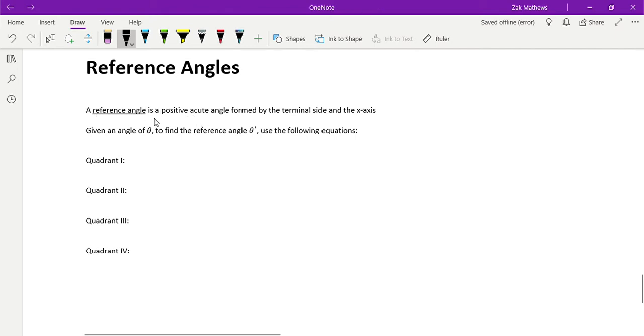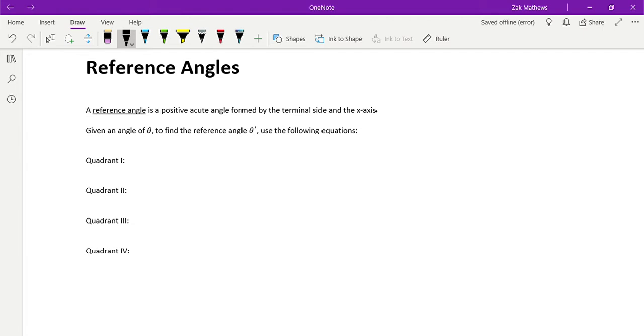A reference angle is a positive acute angle formed by the terminal side and the x-axis. A lot of times I'll say the nearest x-axis. So if we think about a given angle theta, we're going to use the following formulas to find the reference angle, and the reference angle we indicate with this theta prime. Notice I haven't actually given us any of these formulas because we're going to create these as we go. And so let's just start with an example.